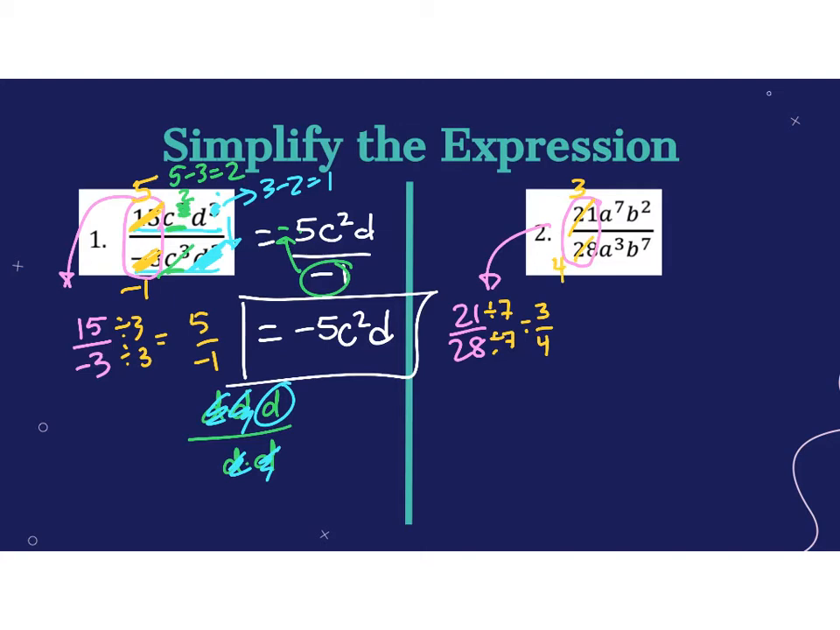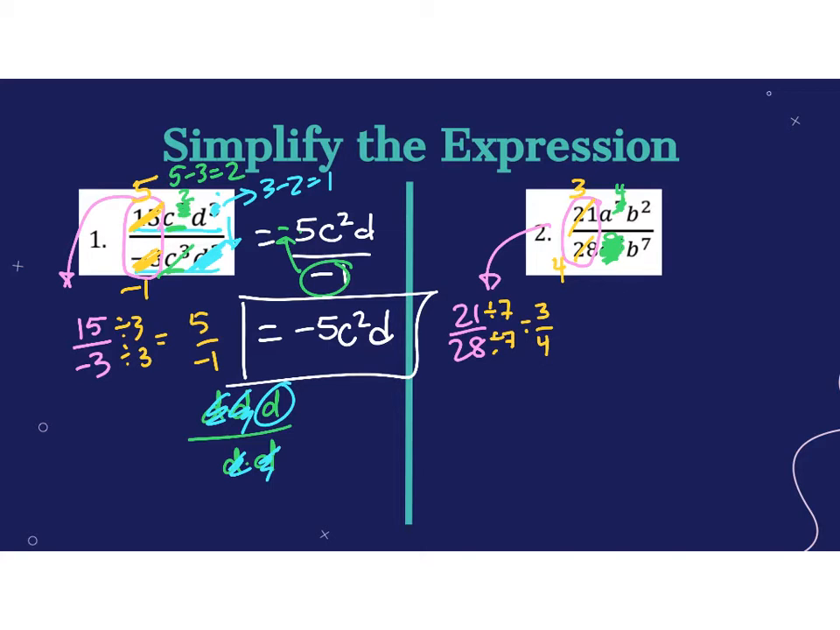So then let's take a look at the variables. So the a's, I have 7 on top and 3 on the bottom. Well, 7 minus 3 leaves me with 4 left over. I have the 7 that are on the top, so that's where my 4 are going to be. All 3 of these in the bottom are going to cancel out, and on the top I'm left with 4.